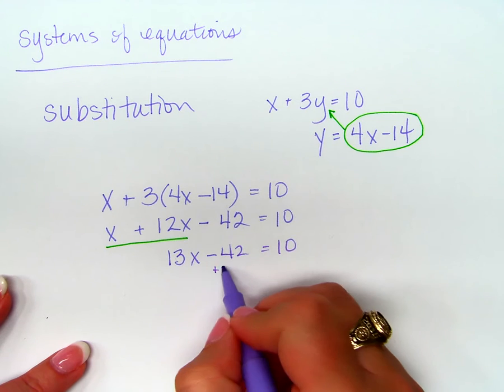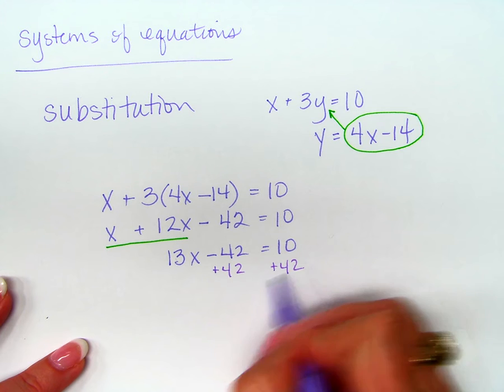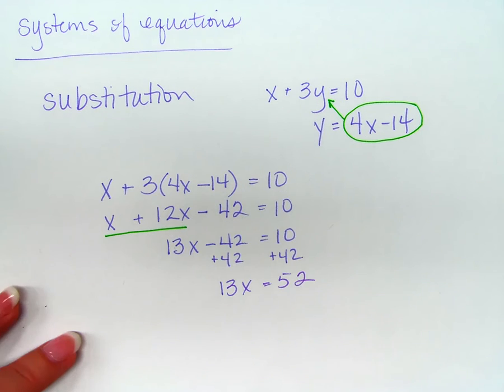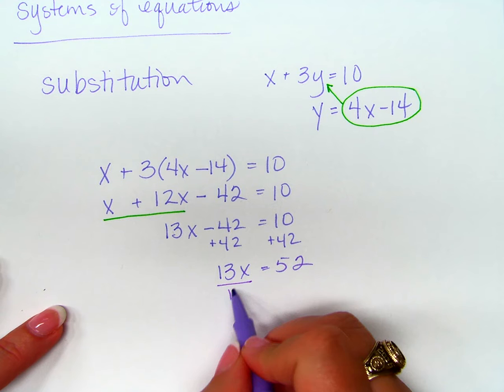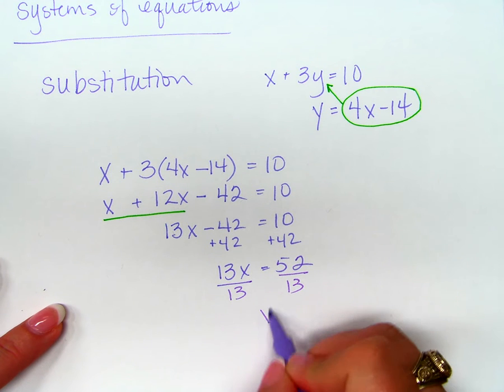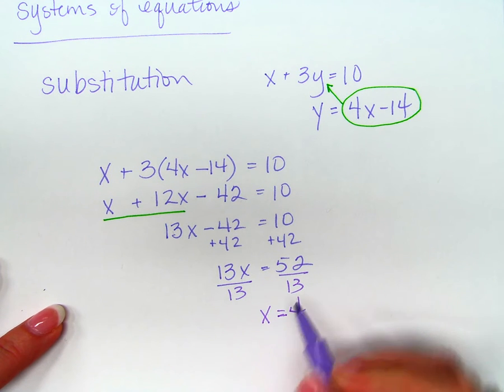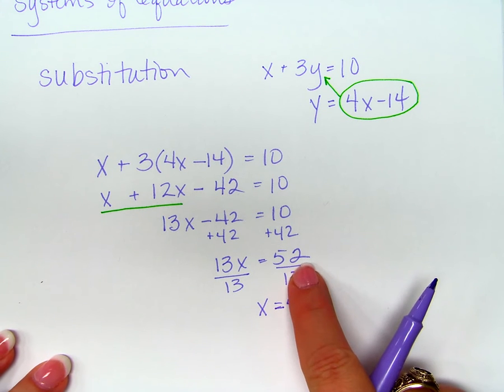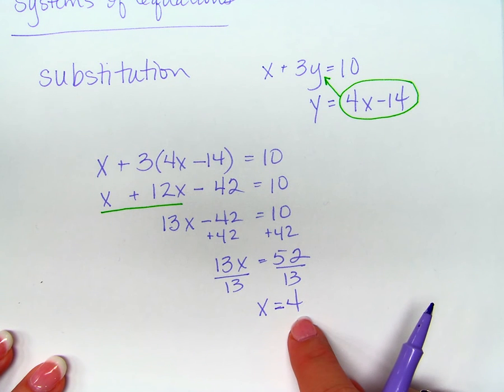When I add 42 to both sides, I get 13x equals 52. Dividing both sides by 13 gives me x equals 4. Do you know 52 divided by 13 is 4 off the top of your head? Do you know how I know it? Cards. There's 52 cards in a deck, right? And there's 13 in each suit. How many suits are there? 4.